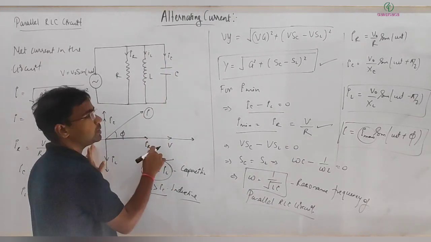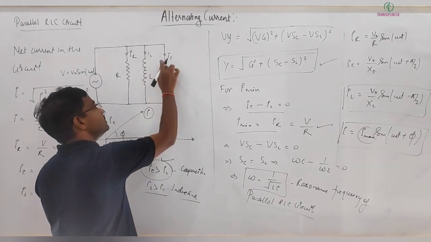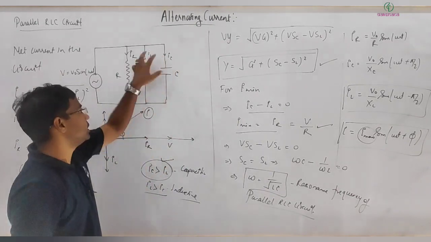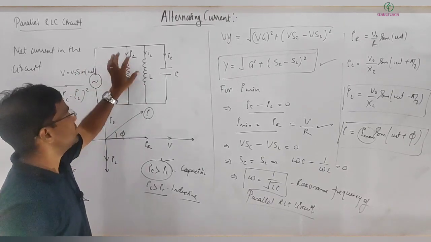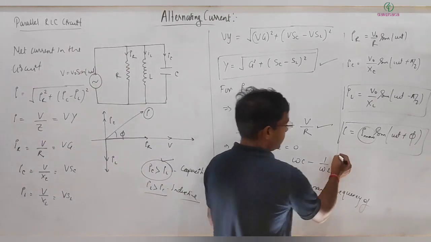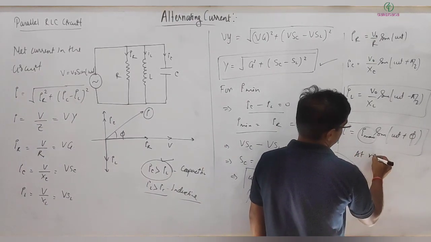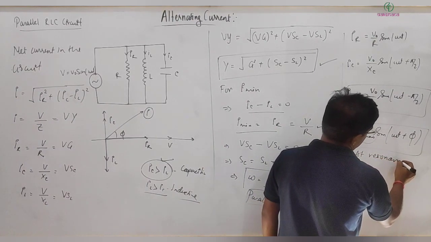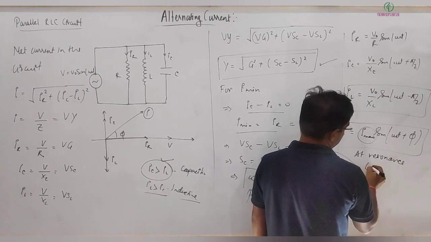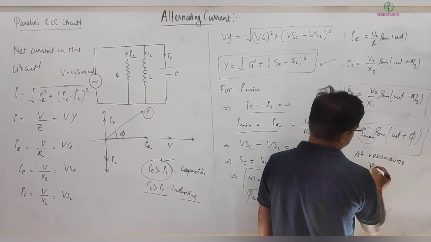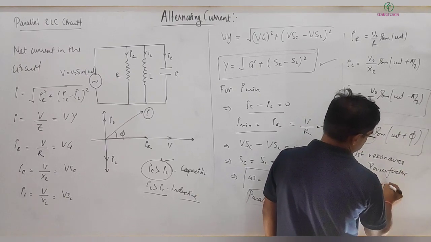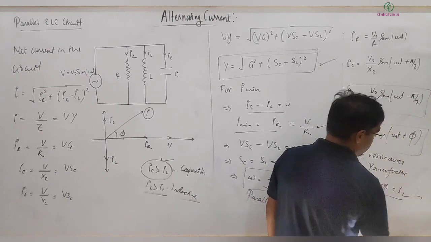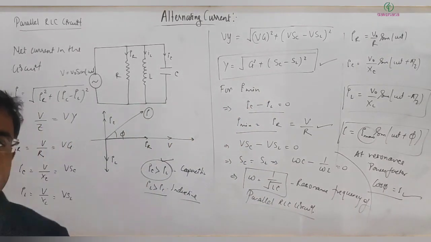So if I talk about resonance, one current will be going this way and another current will be going this way. So there will be current only in this branch, and effectively no current from this, only this will be the current. So at resonance, what is the power factor? Power factor, meaning cos phi, will be equal to 1. So this is all about your parallel RLC circuit.